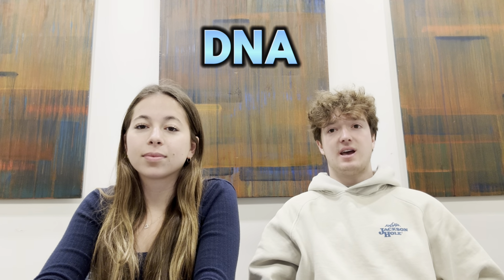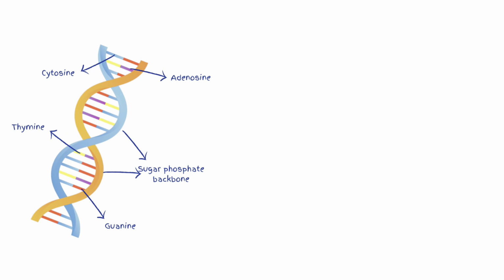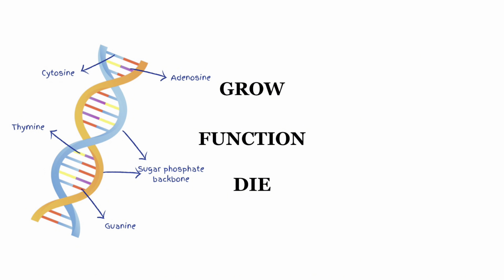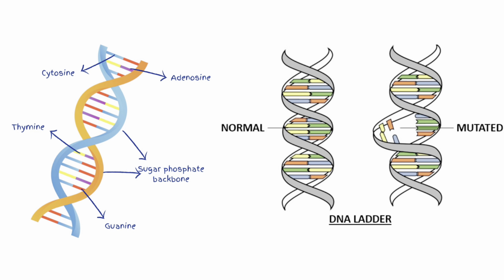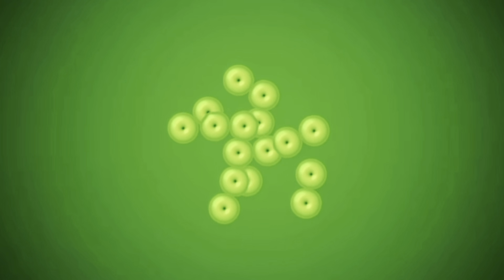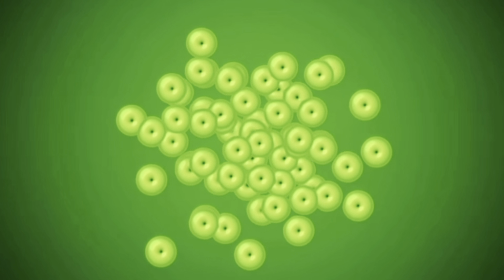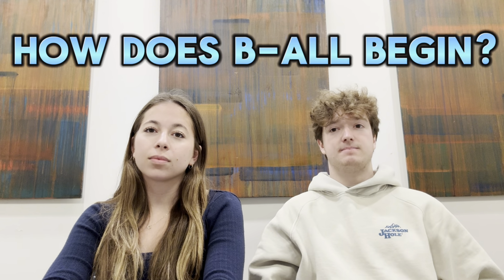It all starts with DNA, which is a set of instructions inside of our cells that tell them how to grow, function, and die. Sometimes mistakes can occur in the DNA, which are called mutations. When mutations change critical parts of these instructions, cells can begin to malfunction in several ways. They may divide uncontrollably, lose their ability to perform specialized tasks, or forget how to function altogether. The development of B-ALL, which is a type of blood cancer and the focus of this video, is a direct result of these mutations. So how does B-ALL begin?